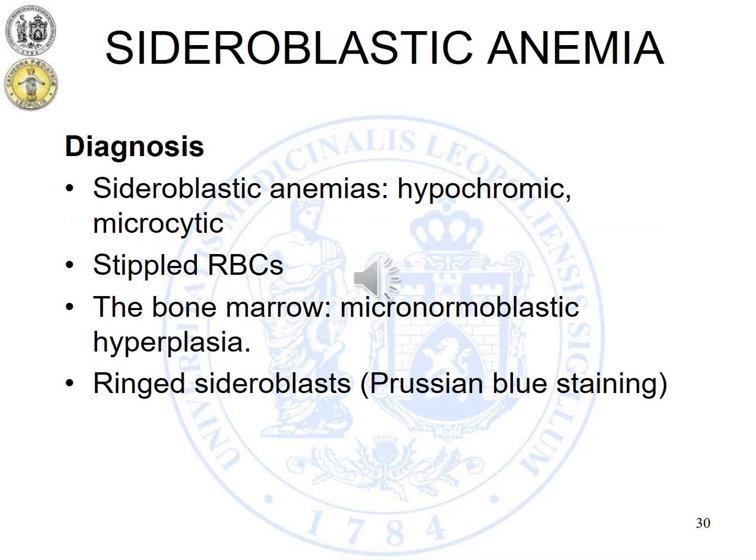Making the diagnosis. All sideroblastic anemias are associated with hypochromic microcytic indices. Stippled, so dotted, red blood cells may be found on the peripheral smear. The bone marrow shows micronormoblastic hyperplasia. Ringed sideroblasts are increased iron stores. They are very evident when the cells are stained with Prussian blue.